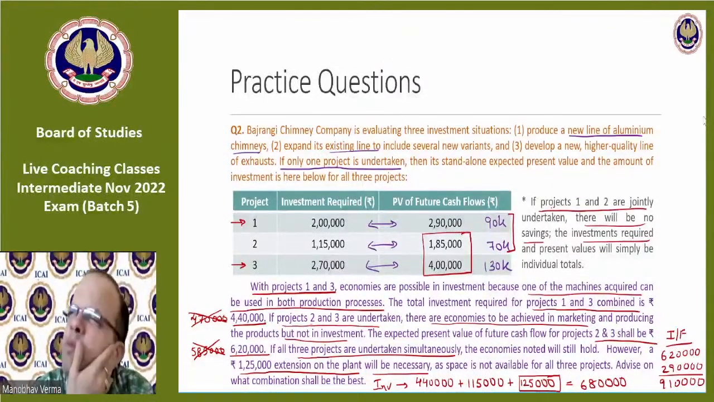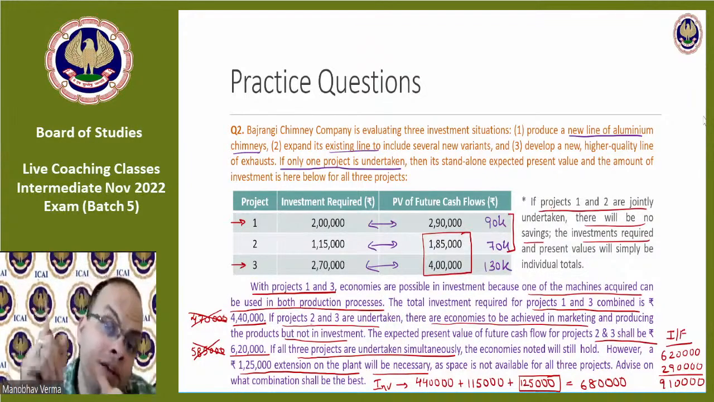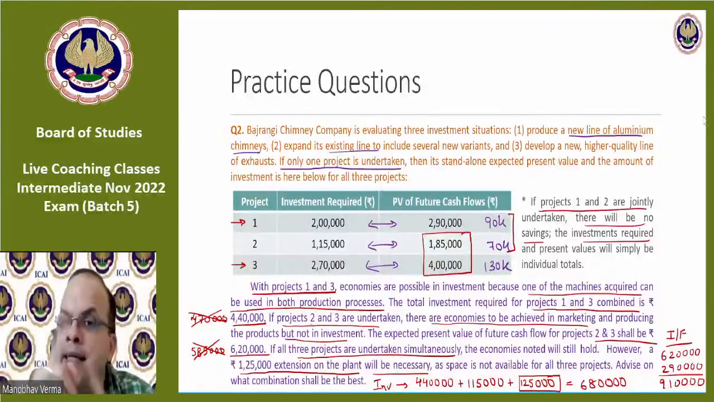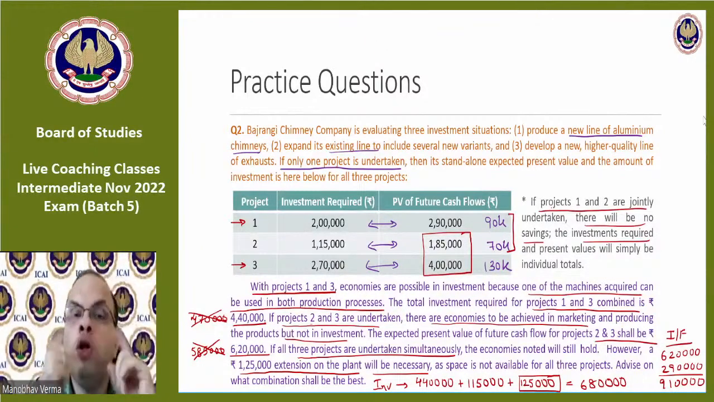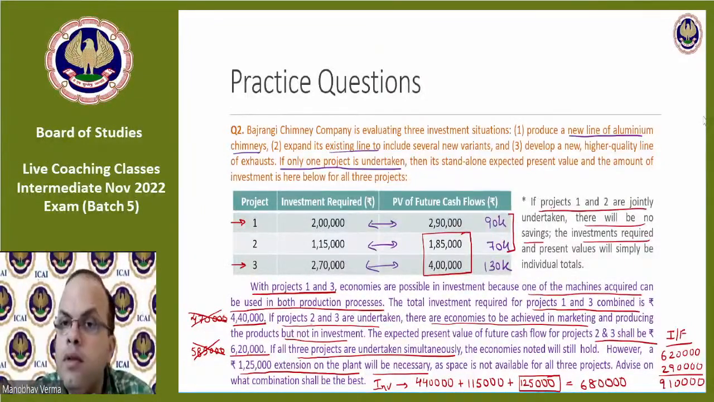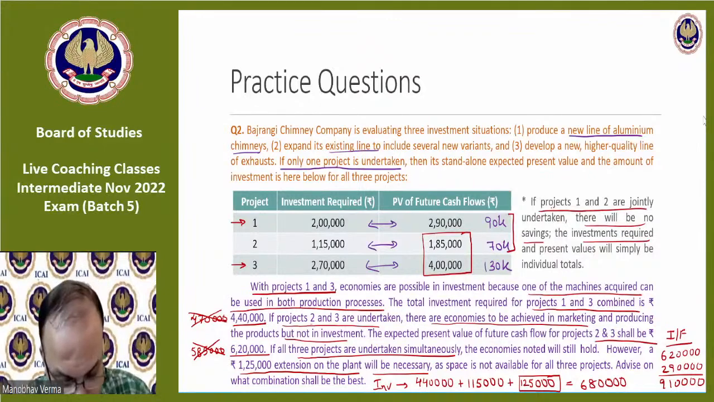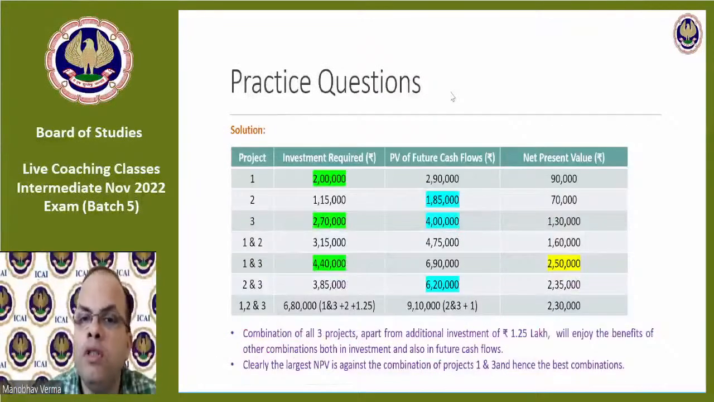Now think about the possible combinations. One would be doing the standalone projects, guys. 1, 2, and 3. This is one possibility, that I only undertake these 3 projects individually. Other possible combinations they have given to us: 1 and 2, 1 and 3, 2 and 3. 3 possibilities. And one possibility is all the projects taken together. So guys, I'm talking about 7 different possibilities here. So let us plot all these 7 possibilities on one table.